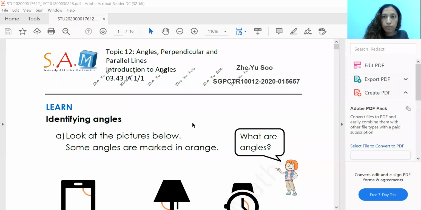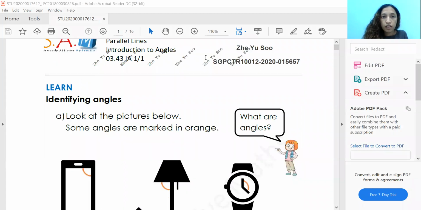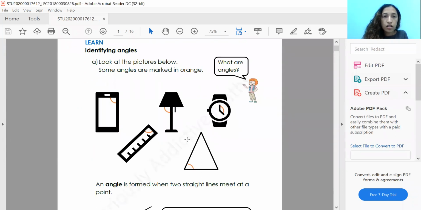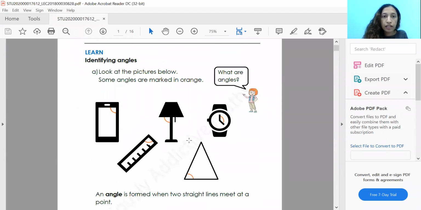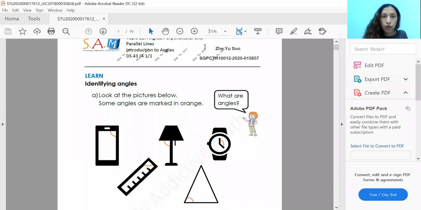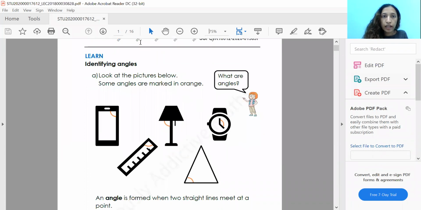All right, so here's the booklet. All right, so look at the pictures below. Some angles are marked in orange. So, okay, what are angles? Okay, so an angle is formed when two straight lines meet at a point.